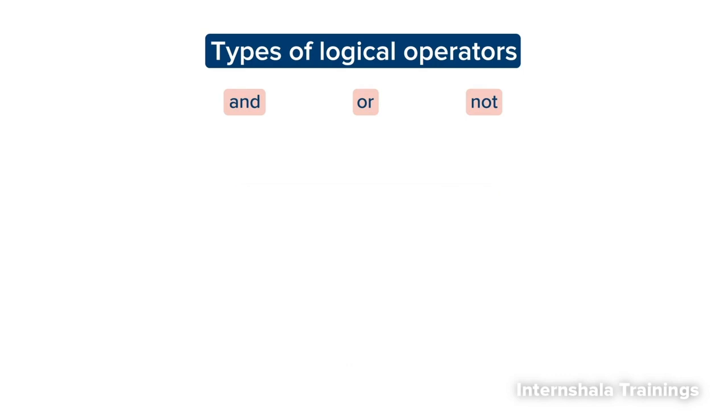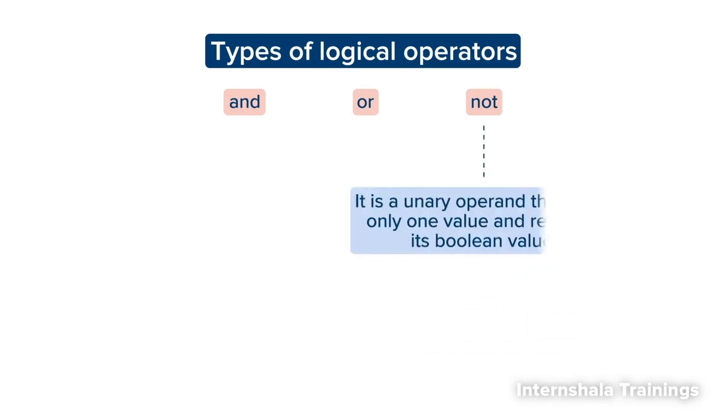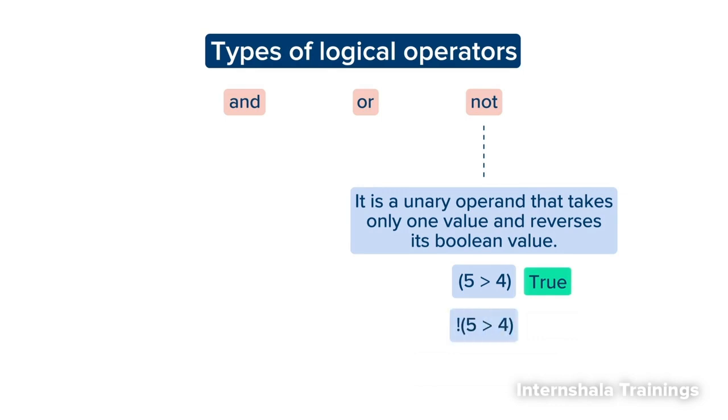And lastly, we have the NOT operator. It is denoted by an exclamation. It is a unary operand that takes only one value and reverses its Boolean value. Let's say we have this expression 5 greater than 4, in which the left operand, that is 5, is greater than the right operand 4. For this expression, the return value will be true. But if we use the NOT operator, it will return the value false, because as explained earlier, the NOT operator simply reverses the Boolean value. Let's try another example.